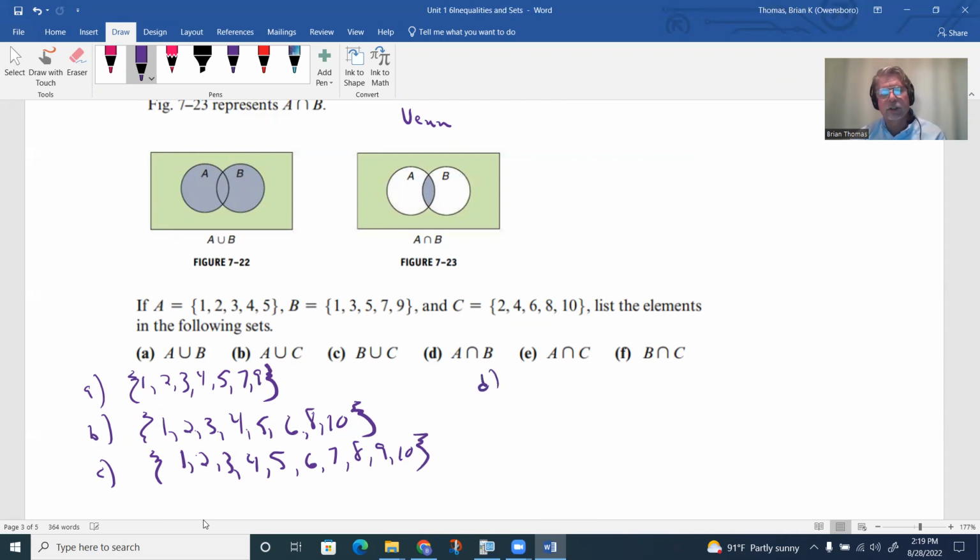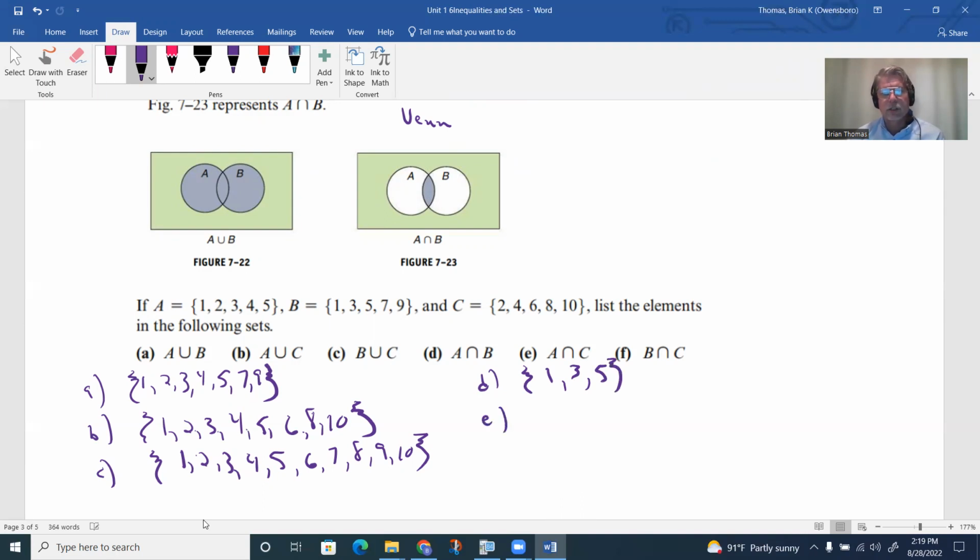D is A intersection B. Intersection means only what they have in common, so where they overlap. So they both do have a 1. They don't both have a 2. They both have a 3. They don't have a 4. They both have a 5. And they don't have any other elements in common. So only what's in common is intersection.